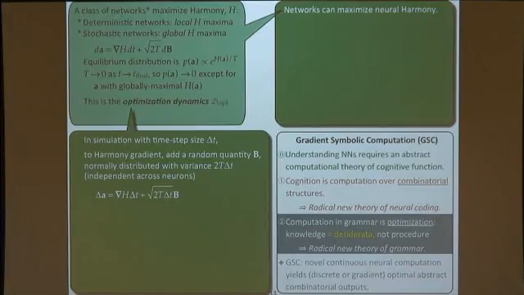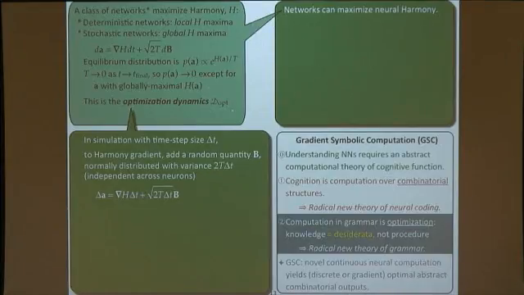And in simulations, when you're using a discrete time update, delta t, then this is the formula that you use. You just add a random deviate here, which is Gaussianly distributed. And the dynamics that I just described is what I refer to as the optimization dynamics, because there's another dynamics that's important too. This is the optimization dynamics.